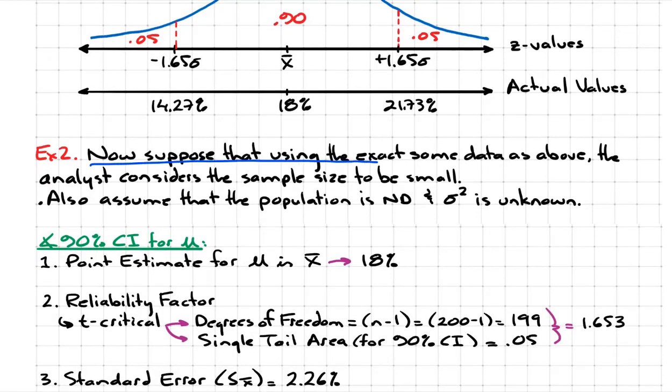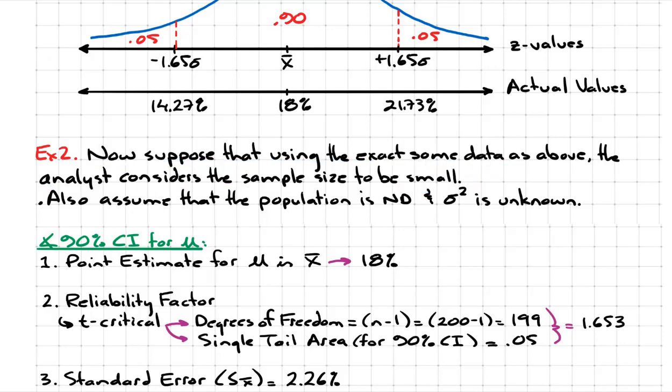Now suppose that, using the exact same data as above, the analyst considers the sample size to be small. In real life, this is a judgment call, whether the sample is big or small. And why is that important? Well, as we said, if you think the sample is big, you can use the Z distribution. But if you think the sample is small or unreliable, use a T distribution. Now on the exam, it's not going to be up to us to determine whether a sample is large or small.